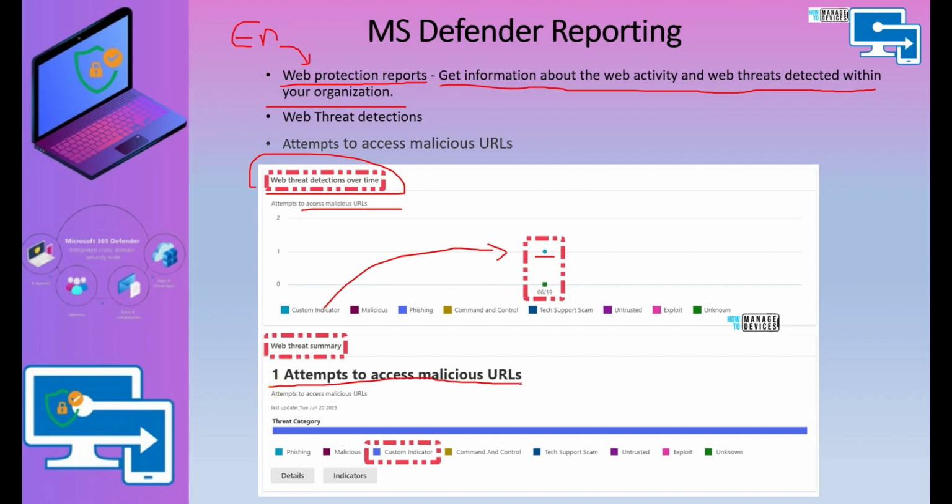Attempt to access malicious URL, that is another report, the web threat summary report. And if you look at the custom indicators color code over here, you can see that is the threat category highlighted in this particular report. If you go to the details of this report, you will get the computer name, etc. And if you go to indicators, you will get the indicator details. We'll see all these in the demo, so don't skip it. Let's go to the demo now.